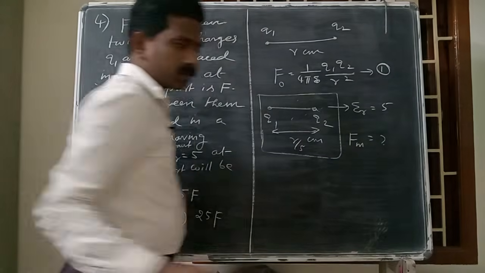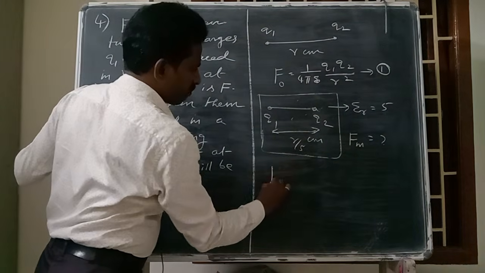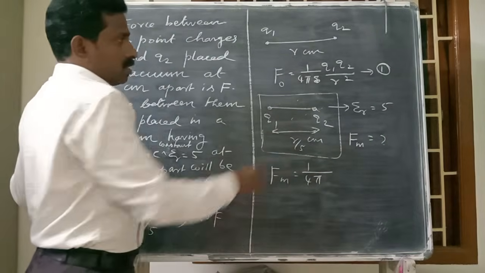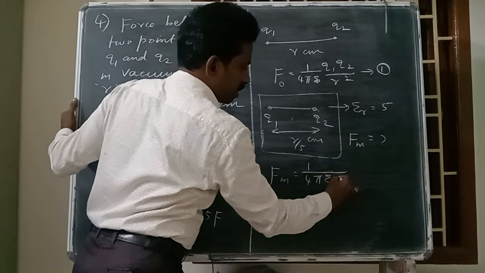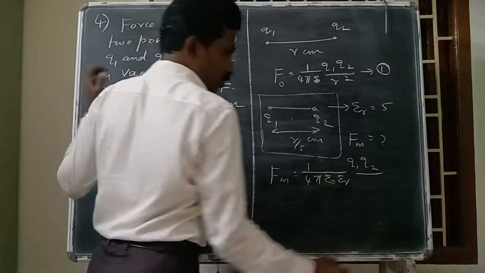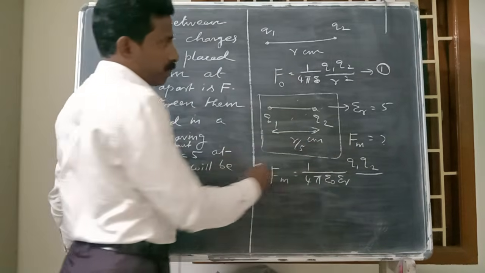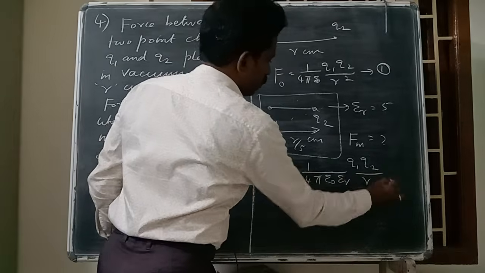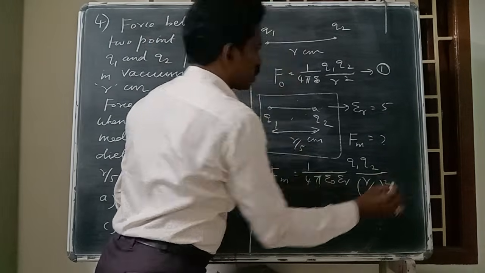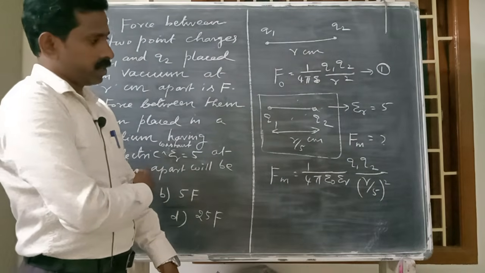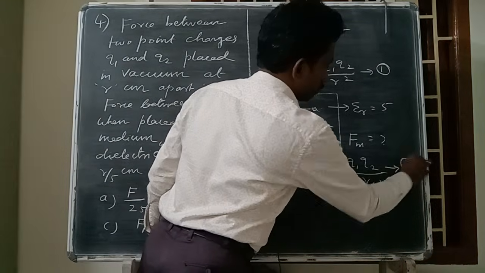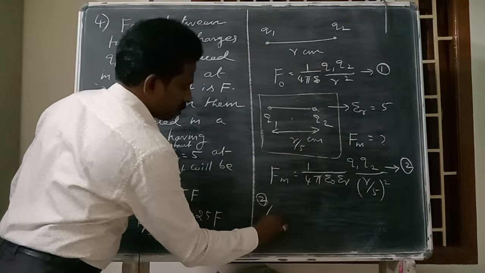Fm is asked. You know the formula, force in a medium, Fm equal to what? 1 by 4 pi, instead of epsilon naught, here we have to put epsilon into epsilon r. Then same charges q1 into q2. No change in the magnitude of charges, q1 into q2 by r square. Now not r, now the distance is r by 5. So r by 5 whole square. Instead of r square, we have to put r by 5 whole square. We want the new force, that is force in medium. So this is equation number 2. Now equation number 2 by 1.